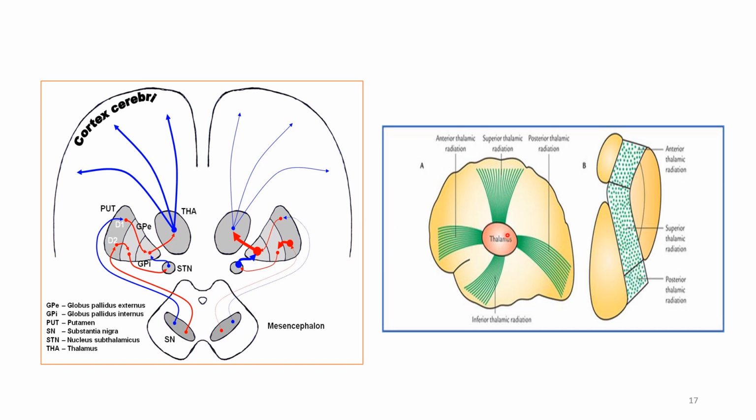Then the thalamus will send its radiations. That is four radiations: superior thalamic radiation, inferior thalamic radiation, anterior thalamic radiation, and posterior thalamic radiation. Okay, this is anterior, superior, posterior thalamic radiations.